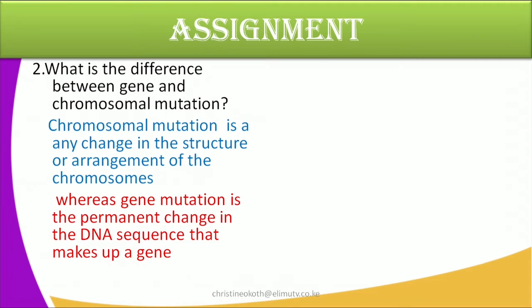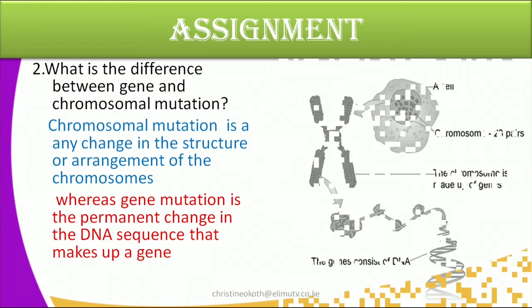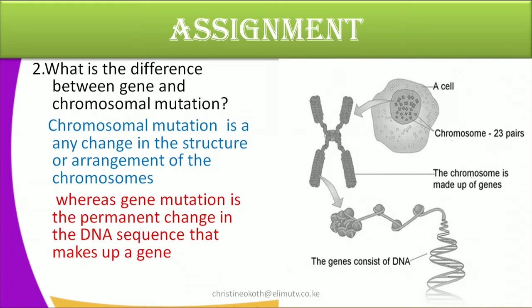The second question: what is the difference between gene mutation and chromosomal mutation? Chromosomal mutation is any change in the structure or the arrangement of the chromosome. Any change in the structure or the arrangement of the chromosome is defined as a chromosomal mutation. Whereas gene mutation is a permanent change in the DNA sequence that makes up a gene.